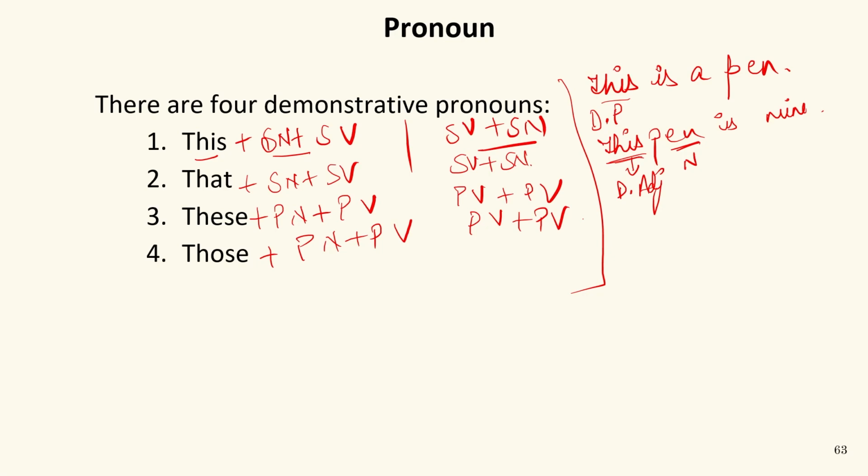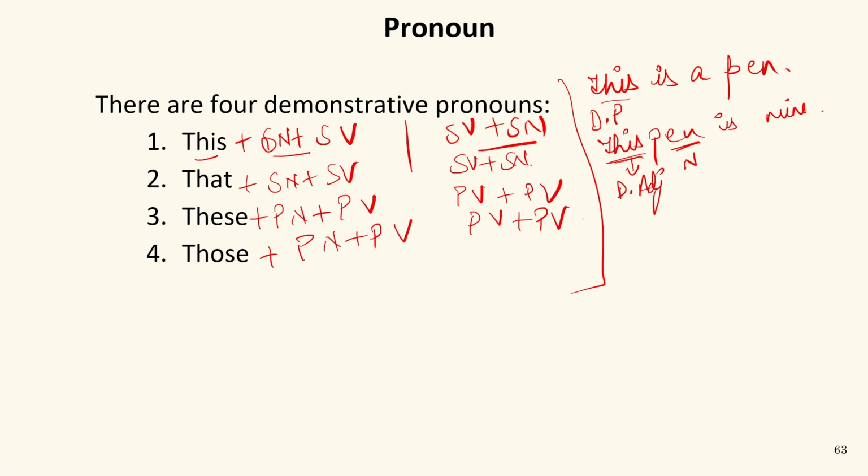Now that is used to indicate or to point out one thing that is far away from us. For example, that is a cat, that is a building. These are used for more than one person, in the plural sense, and for the things which are near to us. For example, these are my friends, these are my students.